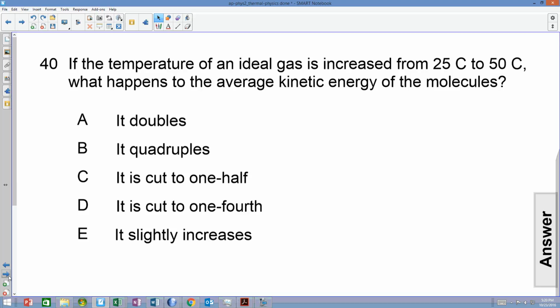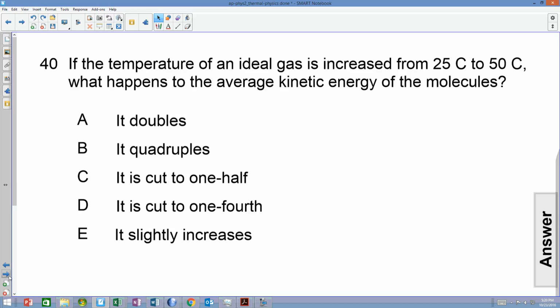If the temperature of an ideal gas is increased from 25 Celsius to 50 Celsius, what happens to the average kinetic energy of the molecules? A, it doubles. B, it quadruples. C, it is cut to 1/2. D, it is cut to 1/4. E, it slightly increases.